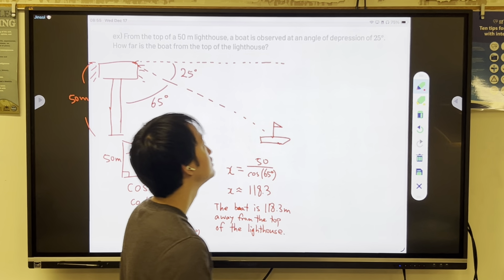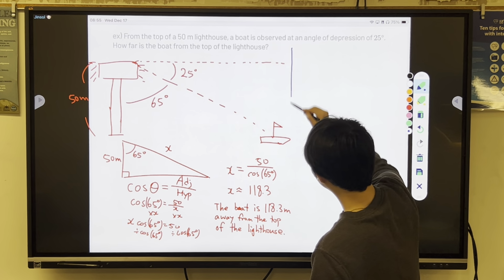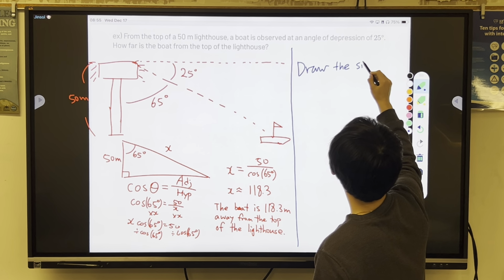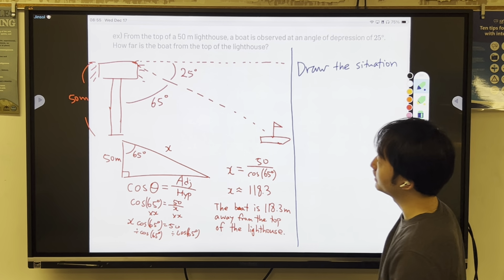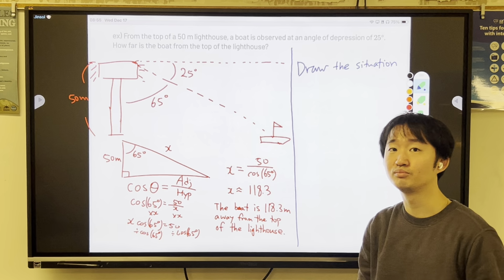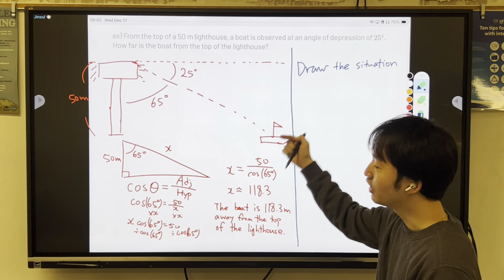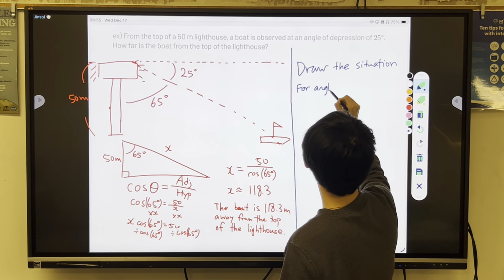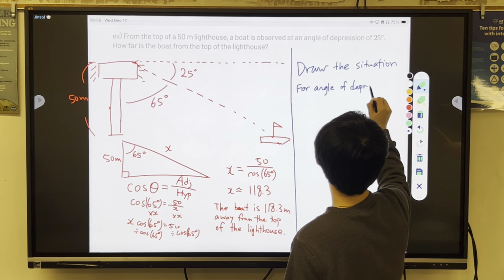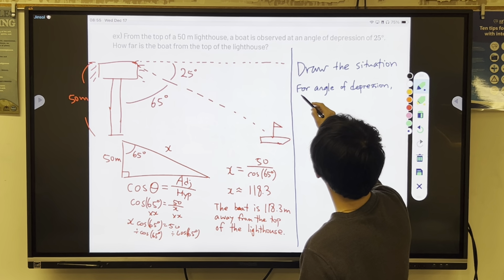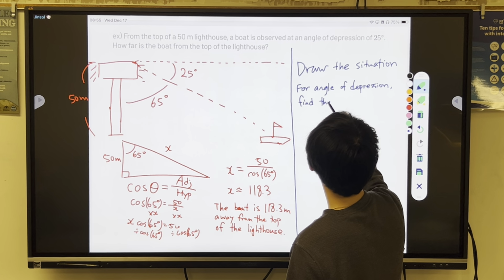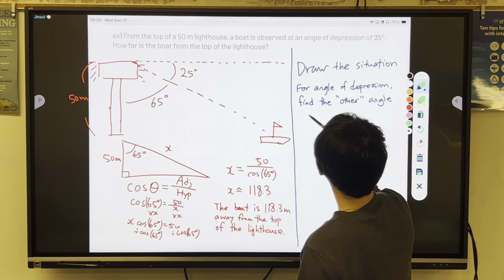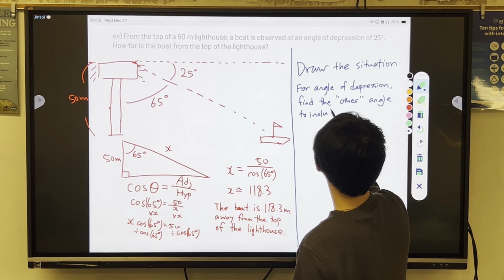Let's annotate the process. Quite similar. We first draw the situation. And after, in this case, because we're doing the problem including the angle of depression, after I draw the situation, I also find the other angle to include in a triangle.